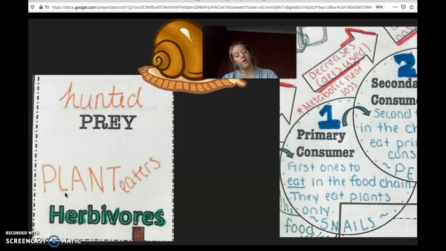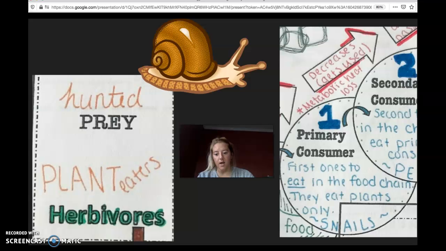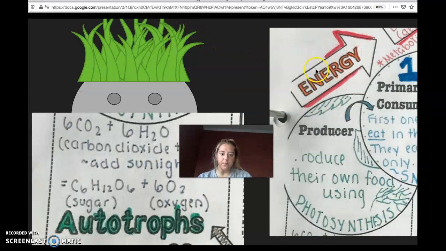Now, number one, we call this our primary consumer because it is the first one to eat in the food chain. They eat plants only. Our example here is Gary the snail. Typically the primary consumer in the system is going to be a herbivore, which means they only eat plants, but it could also be an omnivore, which we'll talk about in the next slide, which means they eat plants or animals. These are typically hunted organisms. They do not hunt themselves. And if you pay attention to our arrows right here, the energy is moving up the chain.